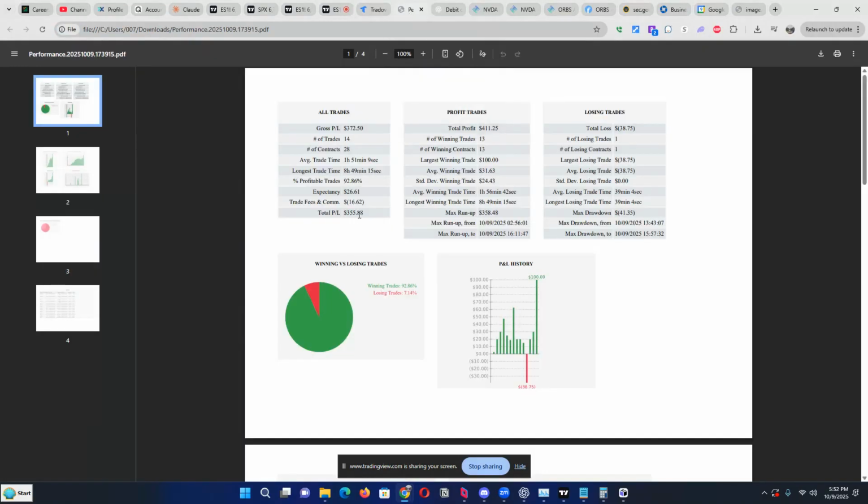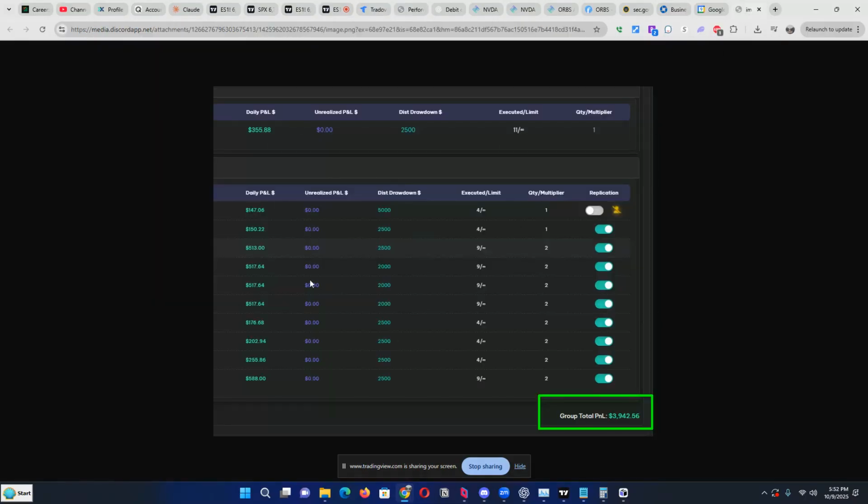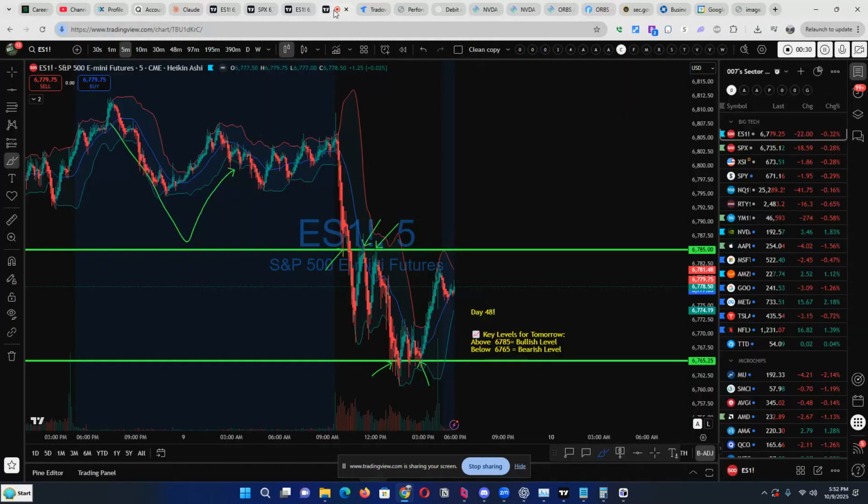On the main account, I made about $355, 92% success rate. So we're nailing it today. Only had one loss here. And then across all my accounts, I made about $3,942. Trading all the other accounts, copy trading the initial account. So these are the replications of it.